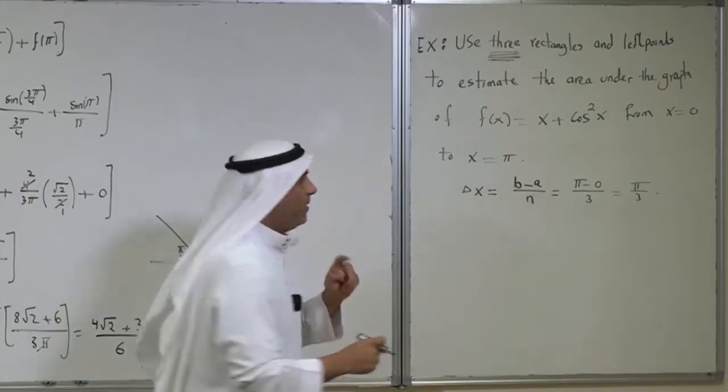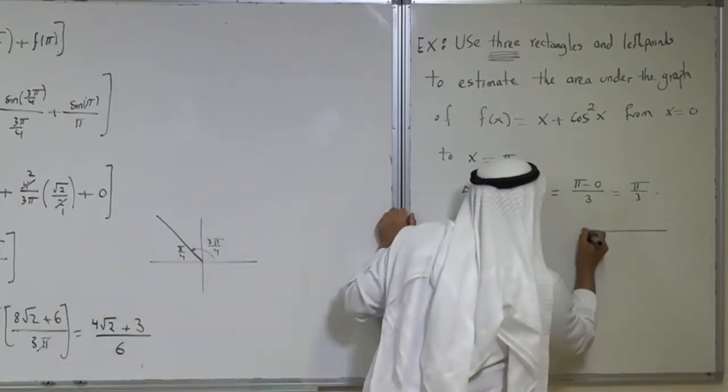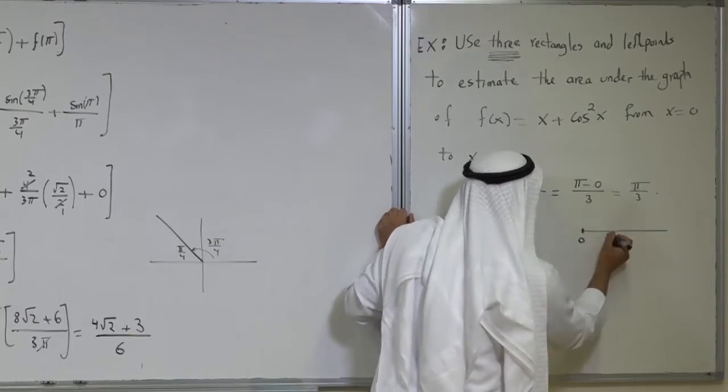Now we'll come to the interval. The interval we have starts with 0. I'm adding 1 delta x, so it will be what?